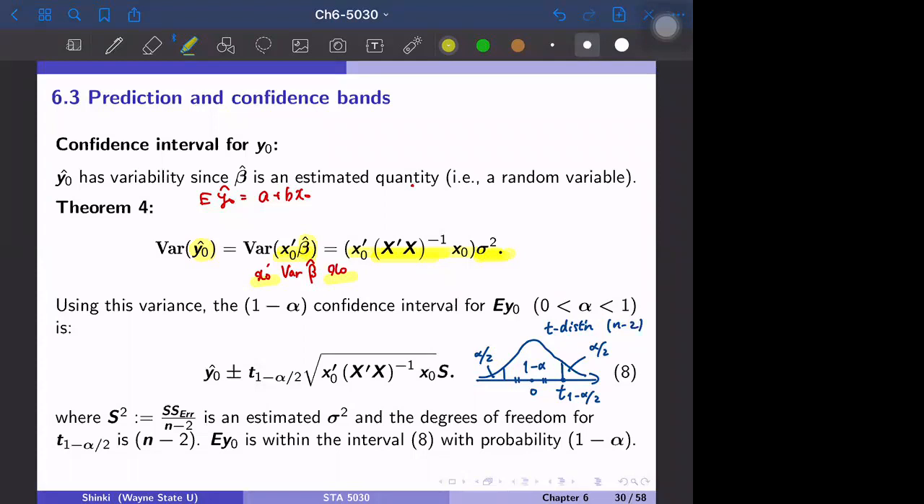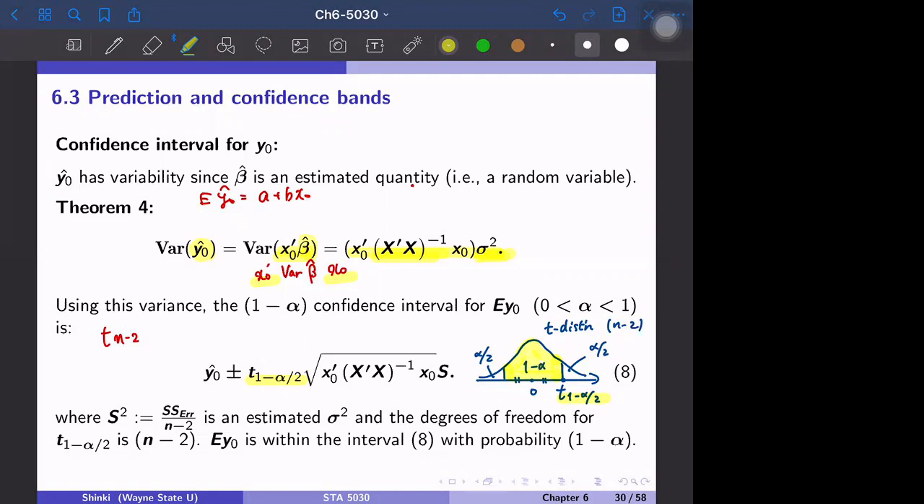Then we know the expectation and the variance. And we can also prove that y naught hat follows a t distribution with degrees of freedom n-2. So we use the quantile point of the t distribution, t sub 1 minus alpha over 2, which is the coverage. The quantile point is such that 1 minus alpha over 2 of the observations are below this point. So if we think about plus minus t sub 1 minus alpha over 2, that has coverage of 1 minus alpha.